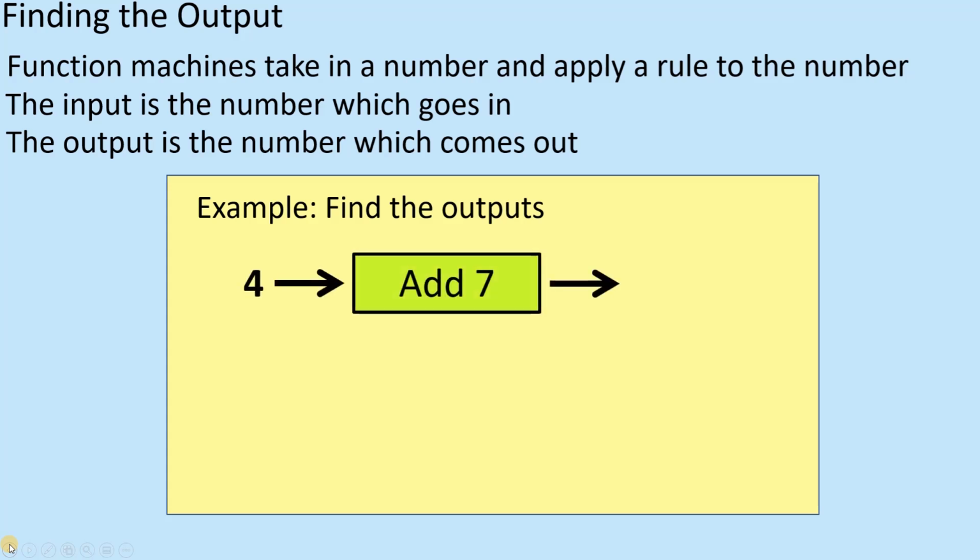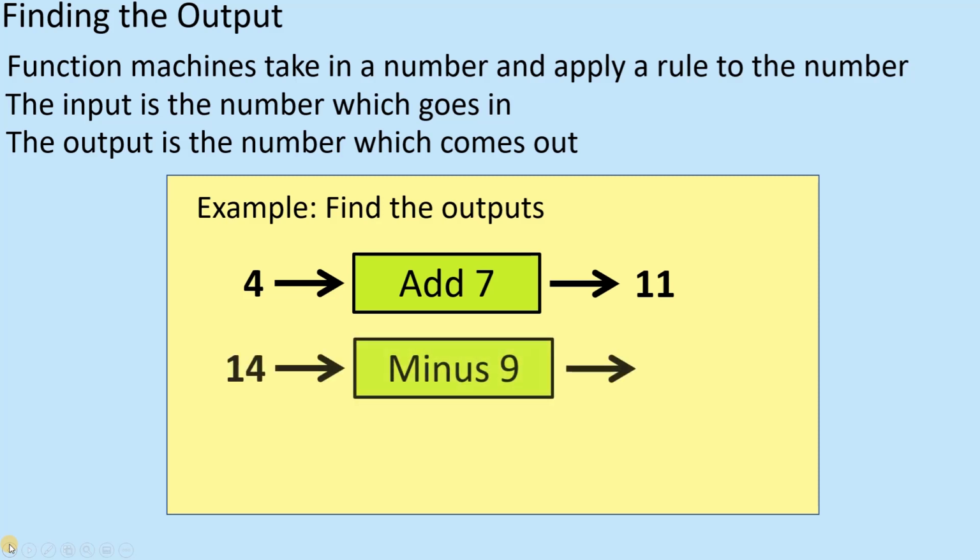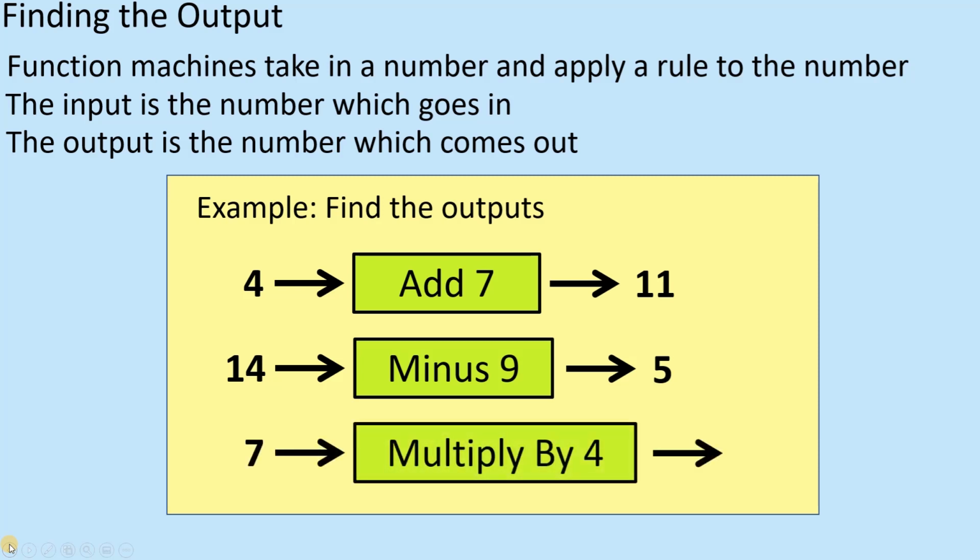So, find the output. If I have a number 4 and then I add 7 to it, my output is 11. Of course it is. And that is classed as a function machine. So you just do what it tells you to do in the middle. 14 minus 9 is going to give me 5. Easy as pie, isn't it? Really straightforward. 7 multiplied by 4 is going to give me 28. So finding the output of a function machine is really easy. You just follow the steps, it tells you exactly what to do.